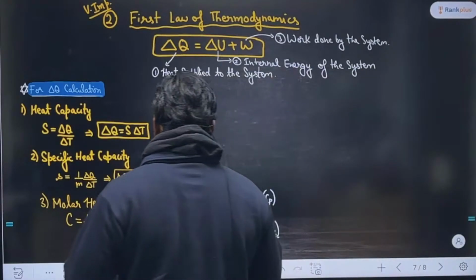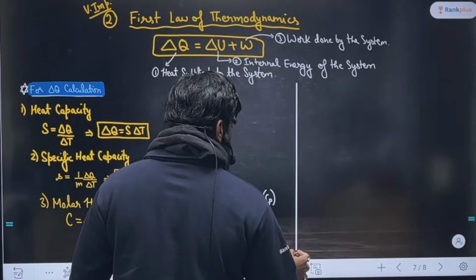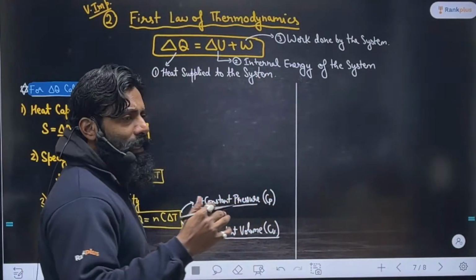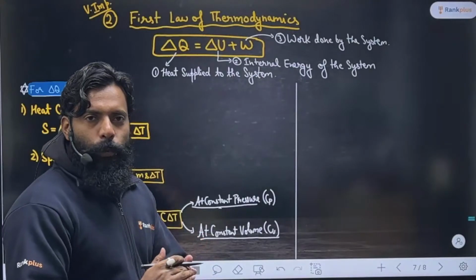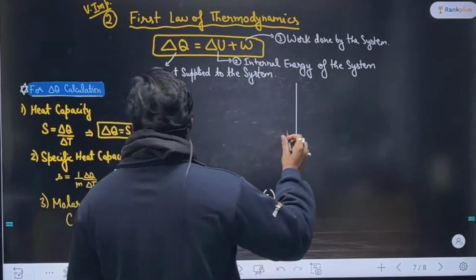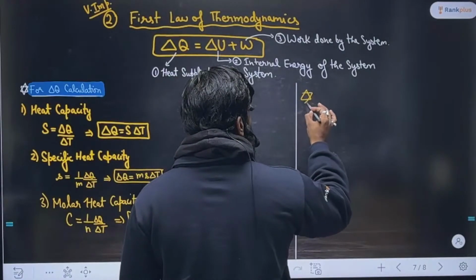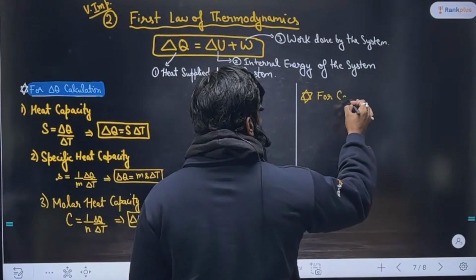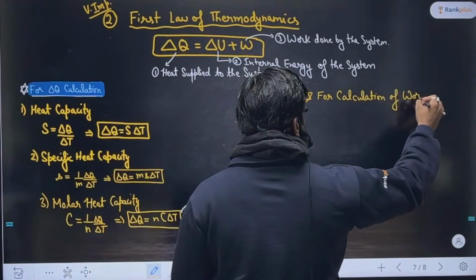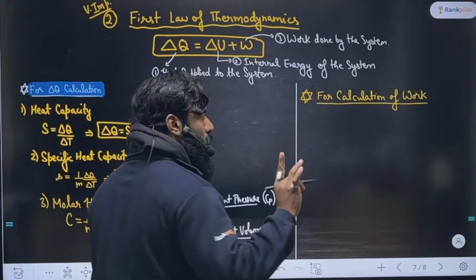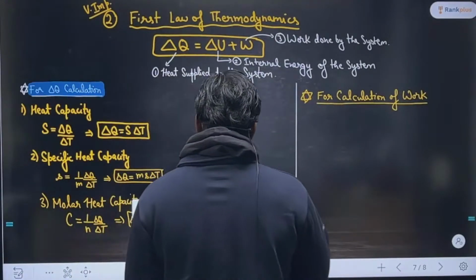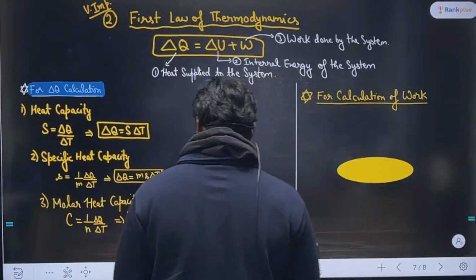Similarly, delta U is basically the internal energy, that is included in, I would say, kinetic energy and the potential energy of all the molecules. For the calculation of work, we have 4 different processes. There are 4 different processes, and work done due to all those processes is different.